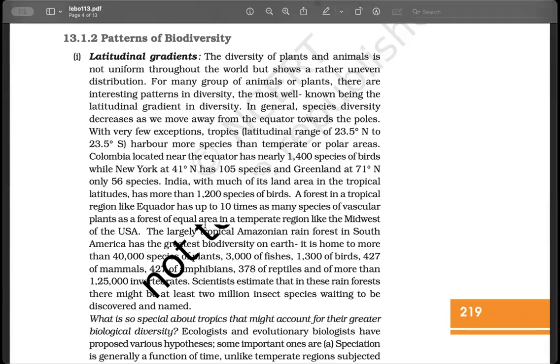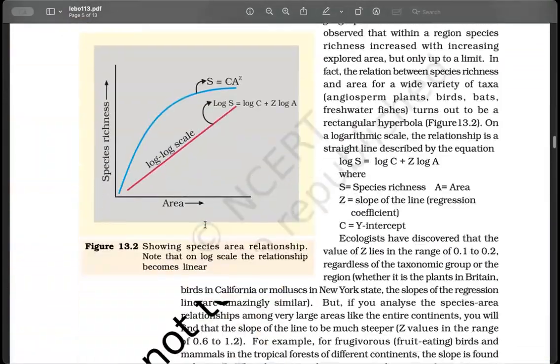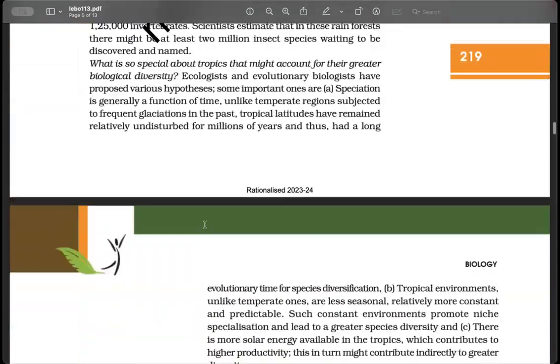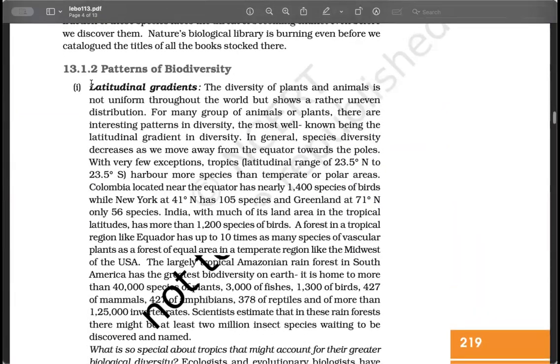So the patterns of biodiversity are set majorly by two things. One is the latitudinal gradient. So what is a latitude? You know about latitude, right, Iram? What is a latitude? Latitude, longitude.